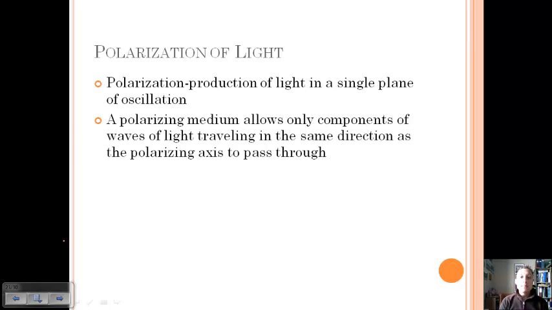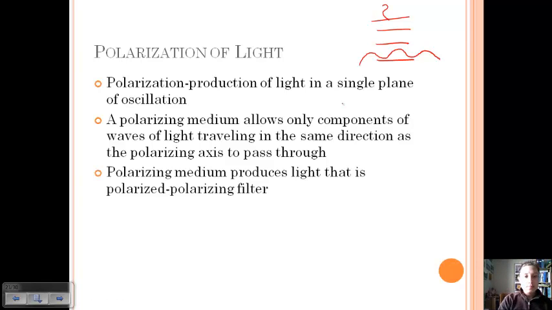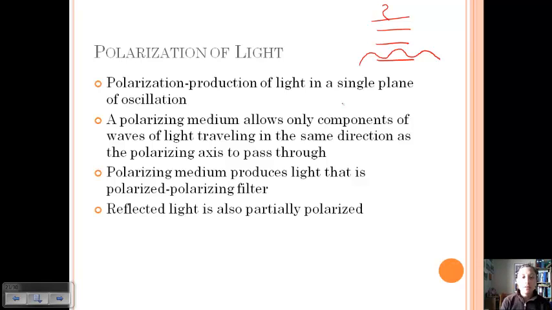A polarizing medium allows only components of waves of light traveling in the same direction as the polarizing axis to pass through. So basically, in general, if you put this medium on here that is blocking certain waves, if the wave can travel through like this, then it's going to pass through. But if the wave is trying to travel this way, it's going to hit this and not be able to travel through. This can be used to block certain colors or wavelengths of light, things like that. So a polarizing medium produces light that is polarized because of this polarizing filter.